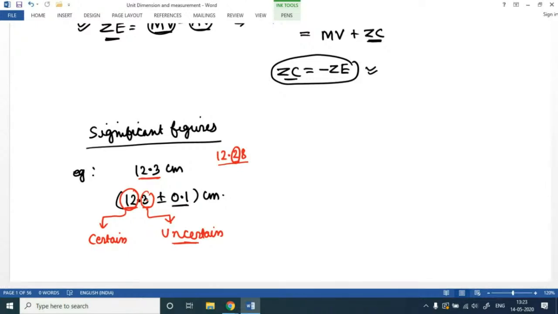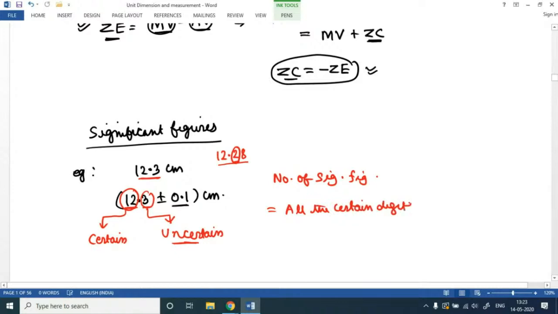So the number of significant figures will be the same as all the certain digits in the measurement plus the first uncertain digit. If you are reporting a reading, you are allowed to have only one uncertain digit and you should round off the other digits. We will talk about rounding off later. But that is how you count the number of significant figures.